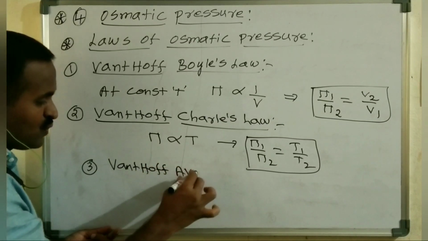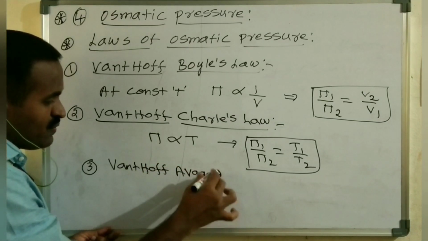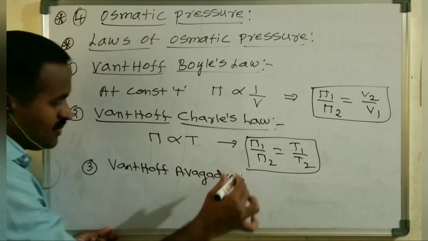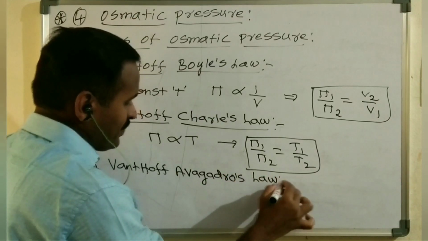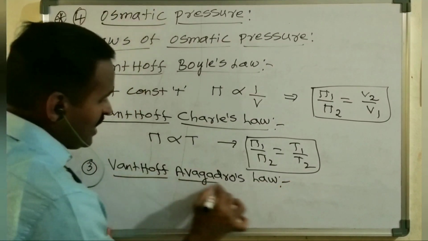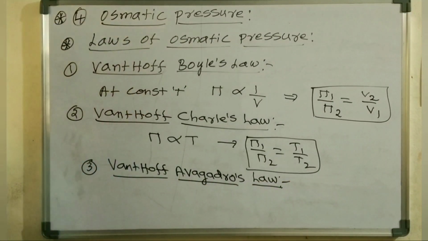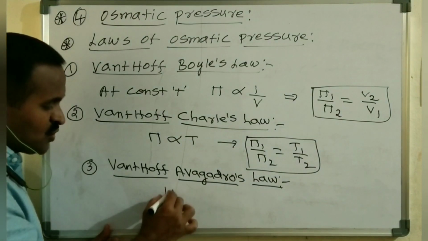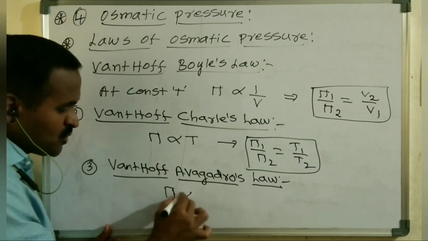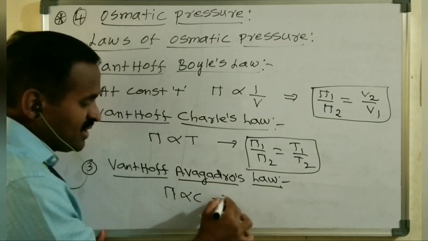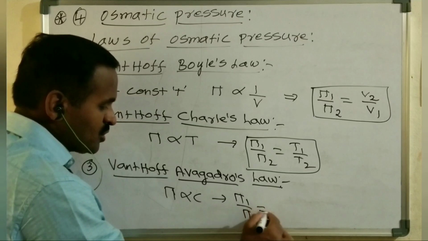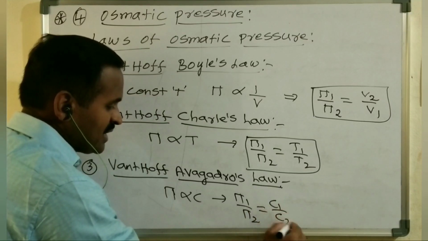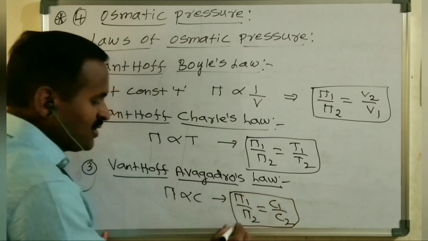The next one is Van't Hoff's Avogadro's law. According to Van't Hoff's Avogadro's law, the osmotic pressure pi is directly proportional to its concentration. From this I can write pi1 by pi2 equals C1 by C2.